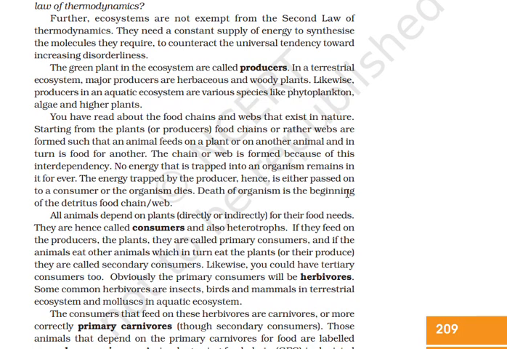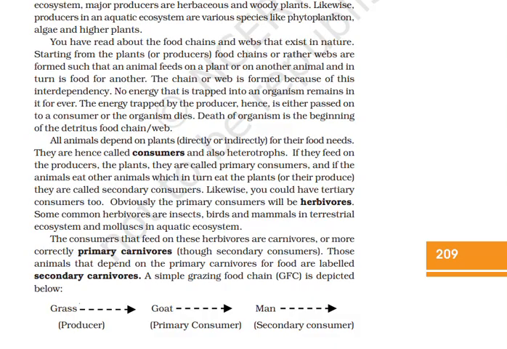Death of an organism is the beginning of the detritus food chain or web. All the animals depend on plants directly or indirectly for their food needs. They are hence called consumers and also heterotrophs. If they feed on the producers, the plants, they are called primary consumers. And if they are other animals which in turn eat the plant eaters, they are called secondary consumers. Likewise, you could have tertiary consumers too.